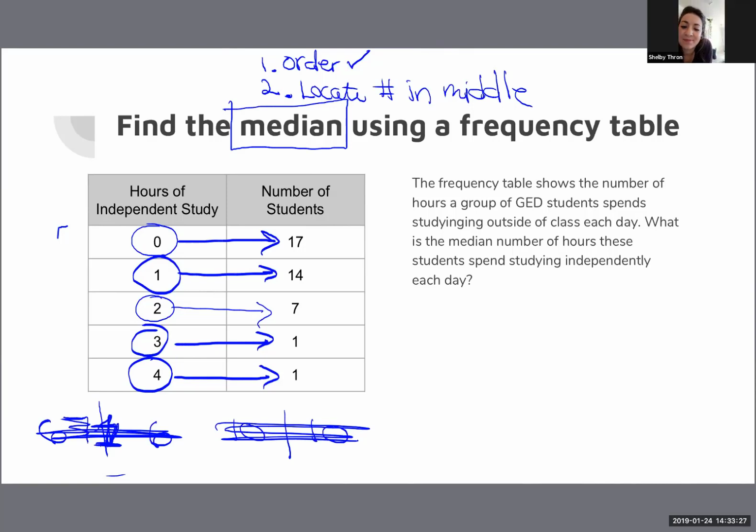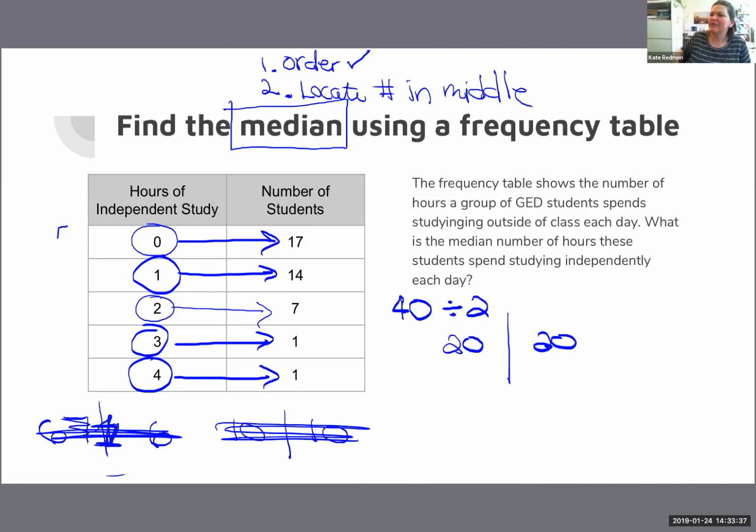So I love that. So I've got 40 students. If I divide by 2, if I break them in half, that means I'm going to have 20 students standing over here, 20 students standing over there. The middle is going to be between about the 21st student.